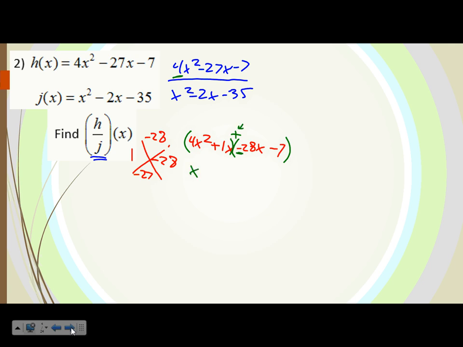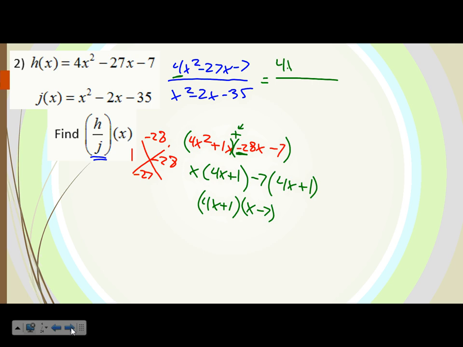So I factor out an x. That leaves 4x plus 1. Then if we have a negative right there, we have to factor a negative out. So I'm going to factor out a negative 7, which means negative 28 divided by negative 7 is positive 4. Negative 7 divided by negative 7 is positive 1. So we get 4x plus 1 times x minus 7. So that's what we get for that numerator: 4x plus 1 times x minus 7.